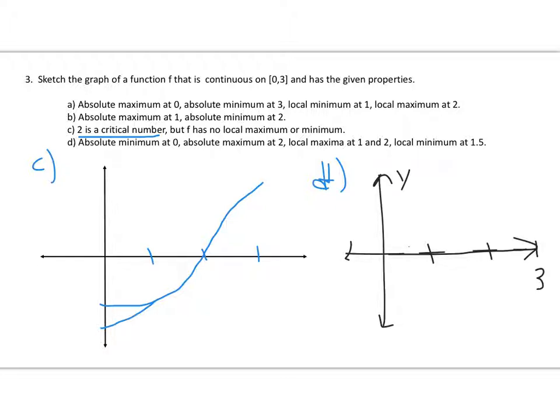I have an absolute minimum at 0, an absolute max at 2, local maxes at 1 and 2. Now, if I have an absolute max at 2 and a local max at 2, that's telling me it's the same thing, and then a local minimum at 1.5. So my absolute minimum at 0 means I've got to be way low. At 2, I have to be way high. I also have a local max at 1, so it's got to be lower than the absolute max, and I have a local minimum at 1.5. So then I can graph this through and know my graph has to look something like this. So it's important to pay attention to the given information to see how we can make those graphs look.